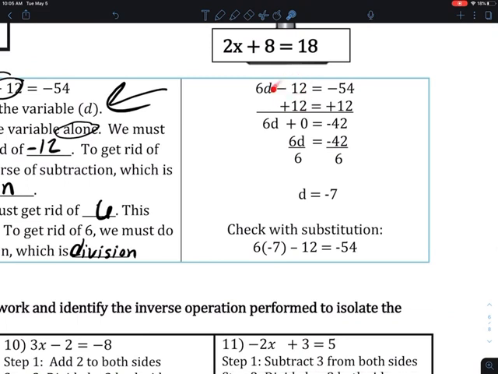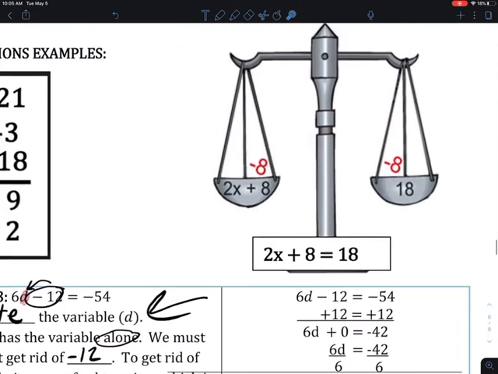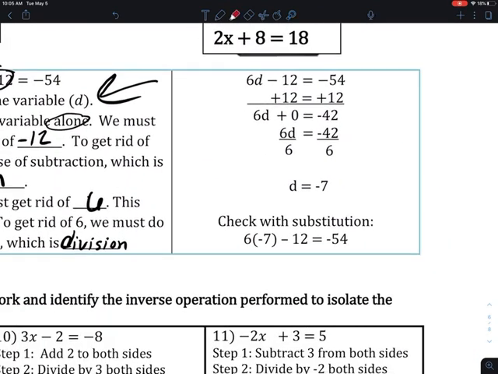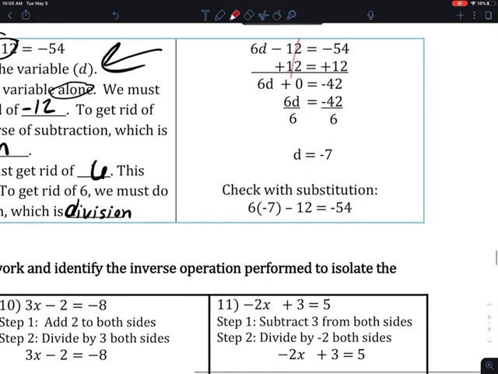We're getting rid of the negative 12, so they do plus 12 on both sides. Again, remember, keeping it balanced, right? These cancel out, or it ends up giving a 0. Negative 54 plus 12 gives negative 42. We don't need to add the plus 0, we're just left with this part right here: 6d equals negative 42.